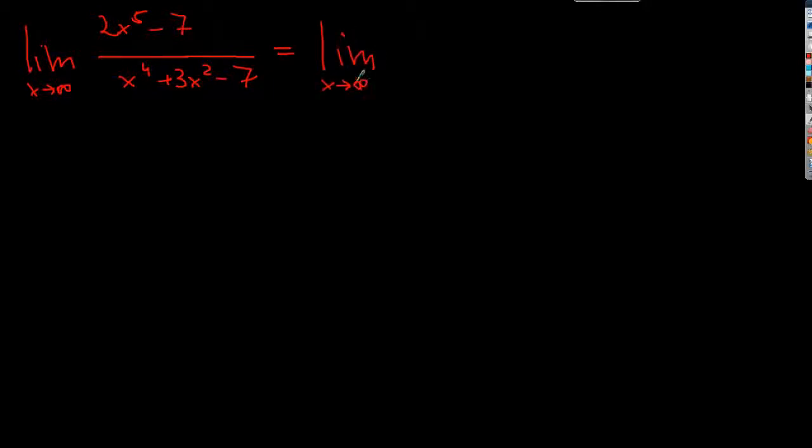Let's get straight into a limit where x approaches infinity of, let's say, 2x to the power of 5 minus 7 divided by x to the power of 4 plus 3x squared minus 7. This means that if we take a limit where x approaches infinity, we must divide this expression with the greatest power of x in the denominator.